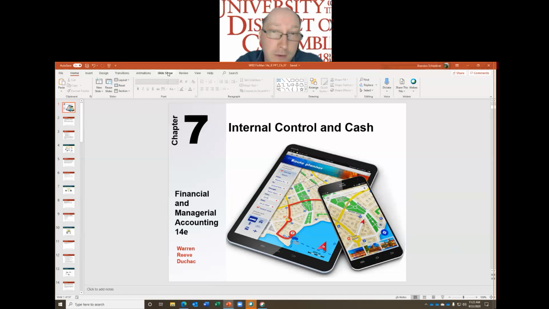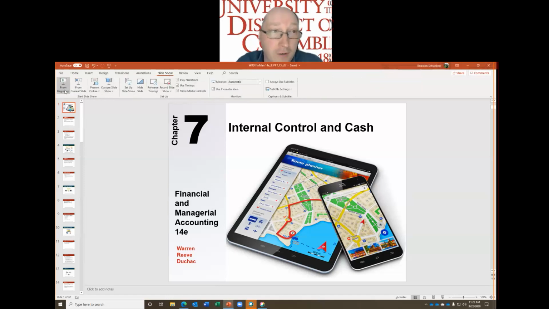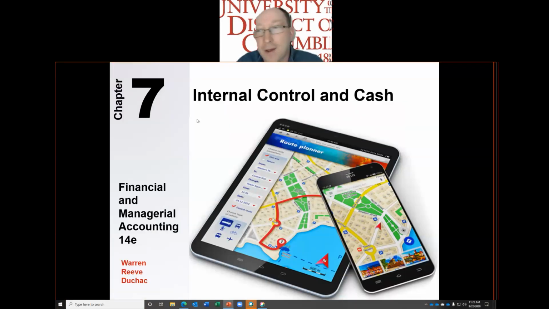So let's start with Chapter 7. This is internal control and cash. Cash is such a fun topic, isn't it? Okay, let's talk about internal controls and cash.